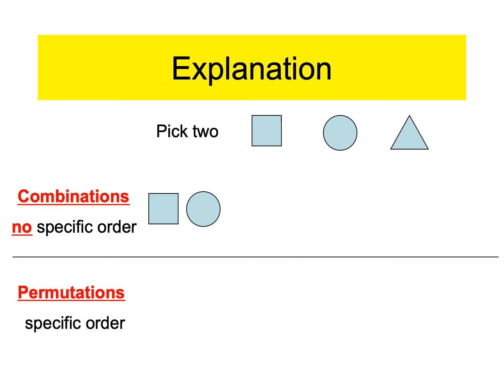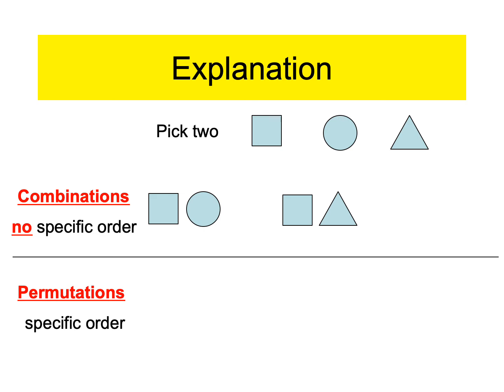Just imagine a bag, and you're going to pick two items and put them in a bag. It doesn't matter whether you choose the square first or the circle first. You still have a square and a circle in the bag. Combinations have no order. Is that the only two things I can pick? Well, no, I could also pick a square and a triangle. That's certainly different than a square and a circle. I've got two different items now, right?